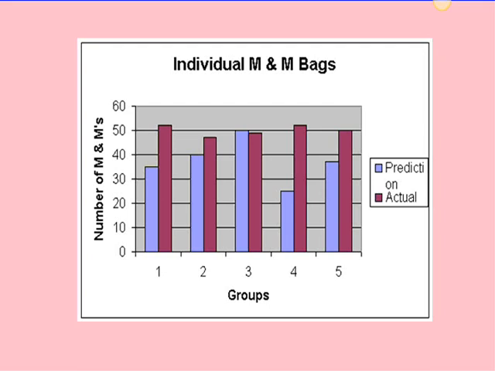So all of the groups had the same amount of weight in their bag, but how that weight was distributed among M&Ms is what was different.